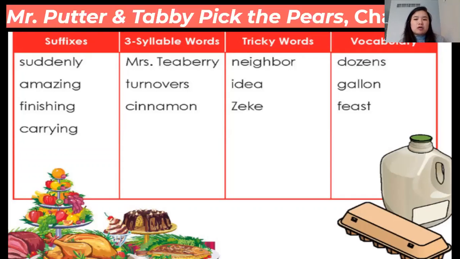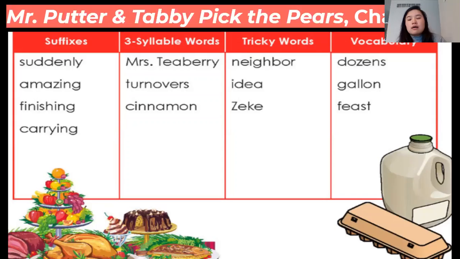Okay, tricky words. Neighbor, you say it. Good job. Idea, you say it. Good job. Zeke, you say it. Good job. Neighbor. In the word neighbor, what is making the A sound? Good. The vowel team of E and I make the A sound. Idea. I have an idea. Let's go pick apples for fun, so that we can use the apples for the apple pie that we're going to make later. So an idea is a thought that you have that would be helpful to do. And then Zeke is the name of a male.